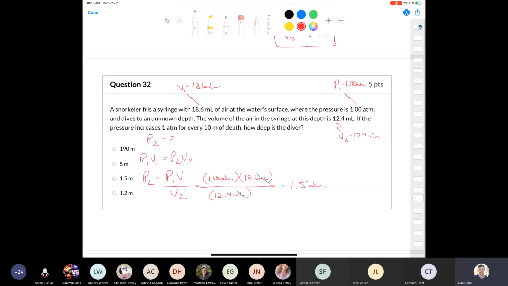That means the increase in pressure, right? If the person started at 1 atmosphere, the pressure that was increased is 1.5 minus 1, which is 0.5 atmospheres. We have a conversion factor that every 10 meters of depth, we get an increase of 1 atmosphere. So the atmospheres cancel, and we end up with the diver went down 5 meters, and that's the final answer.